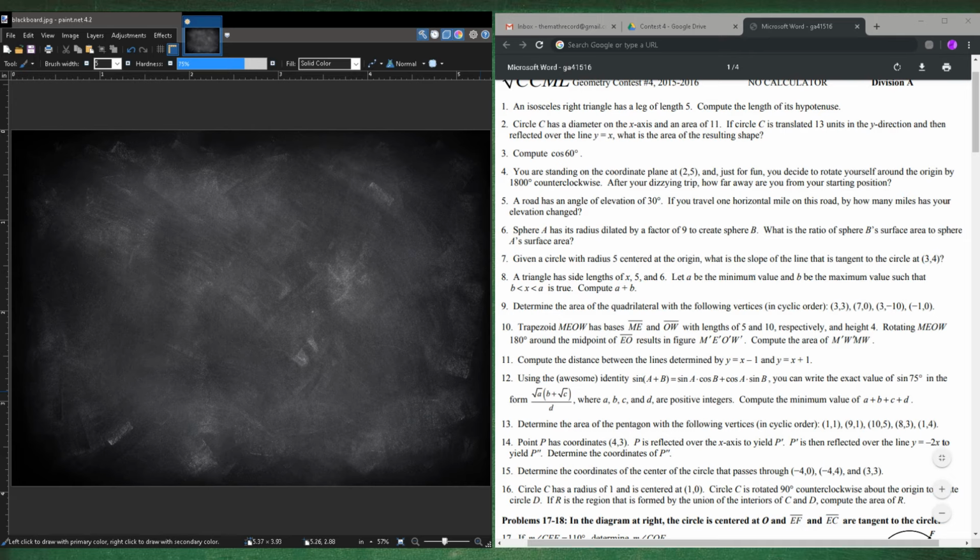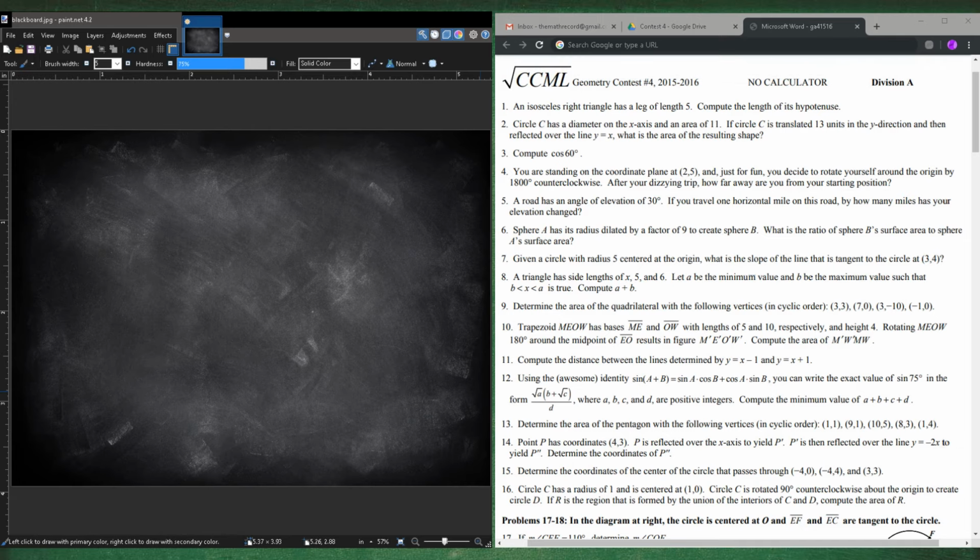Number 8. A triangle has side lengths x, 5, and 6. Let A be the maximum value and B be the minimum value, such that B is less than x, which is less than A. For it to be a triangle, two of the side lengths added together have to be greater than the last side length. So x plus 5 has to be greater than 6, so x just has to be greater than 1.